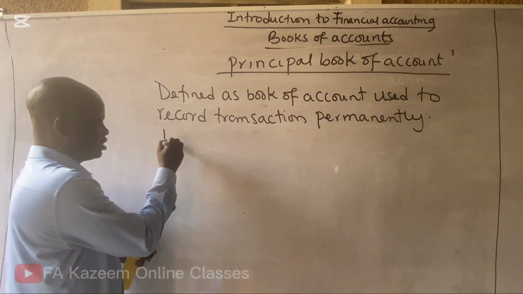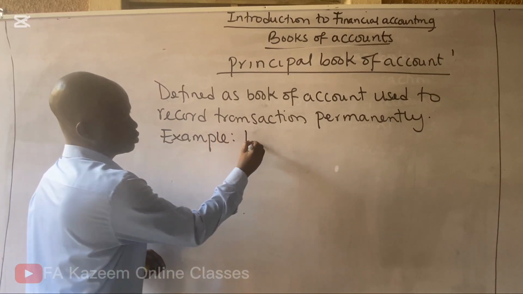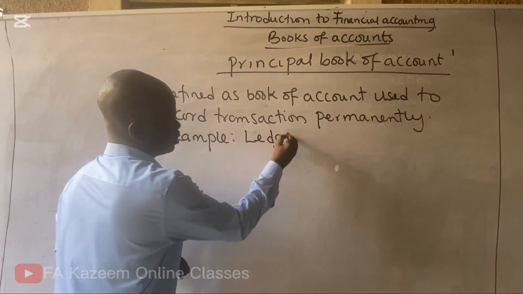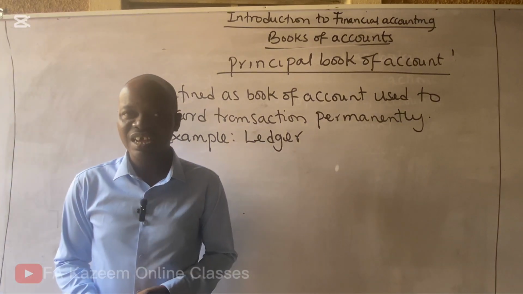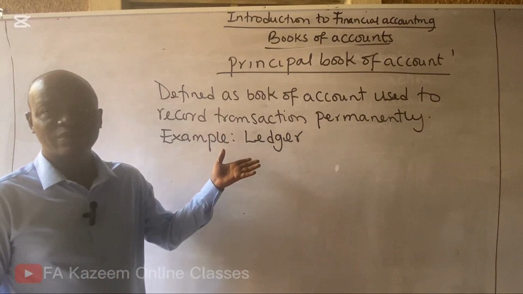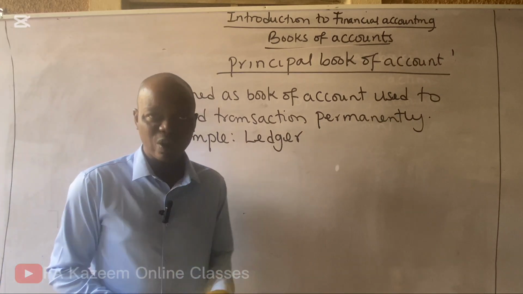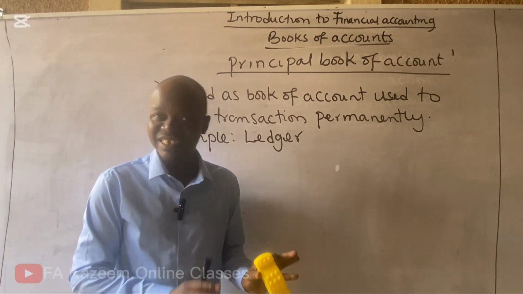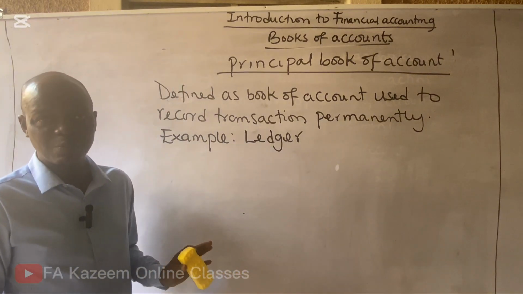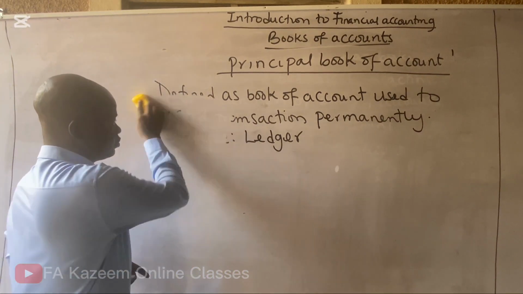And the example of this principal book is a ledger. Ledger is a practical example of a principal book of accounts. In our previous video, we talked a lot about ledger, but we are looking at ledger in detail as a principal book of what? Account. And that's why we will raise a question.